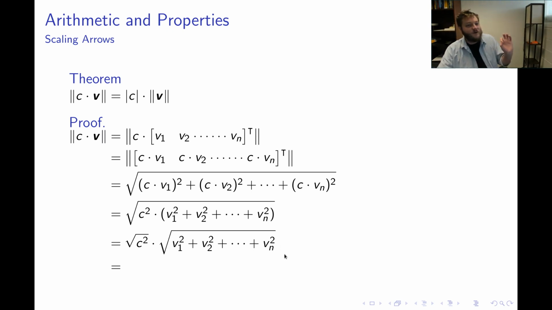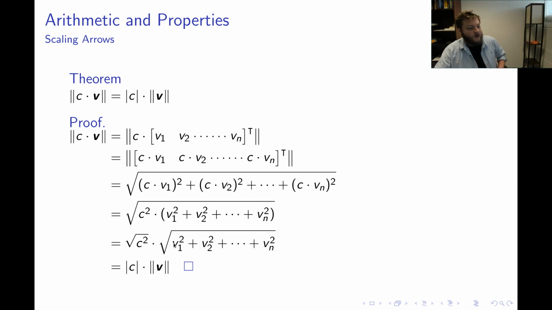Now, here's where it's tempting to say something that's not quite right. I'm dealing with the square root of c squared here. It's tempting just to say, oh, well, that's just c. But remember, when you square a number, you forget about the sign of the original number. That quantity always becomes positive. So actually, when you take the square root of a square, that becomes the absolute value of the scalar.